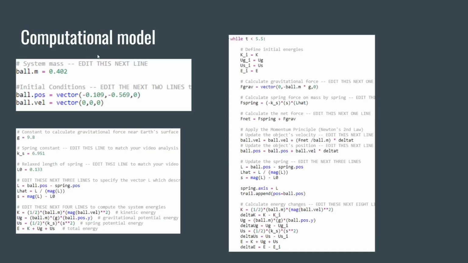Here is the computational model. So here are some initial conditions we got earlier, some constants, and all the formulas we need to use. During the while loop, we constantly update the energy so we can graph it. And then we use a velocity and position update, and we also use the change of energy to keep everything updated and graphed.